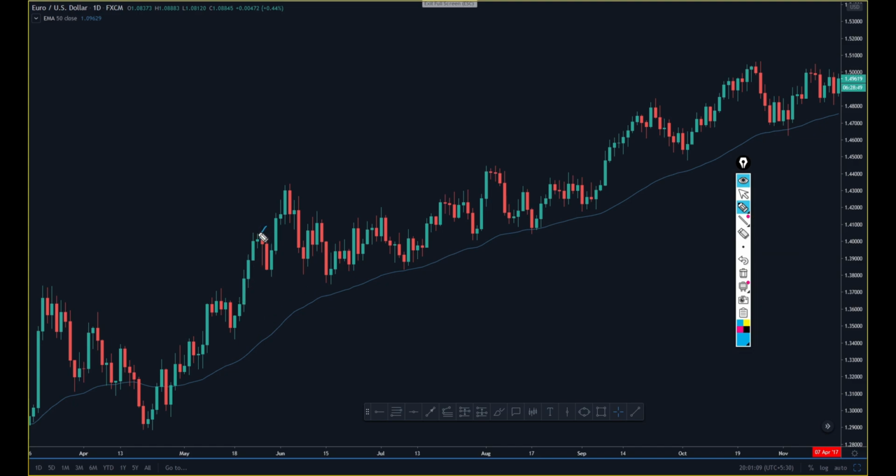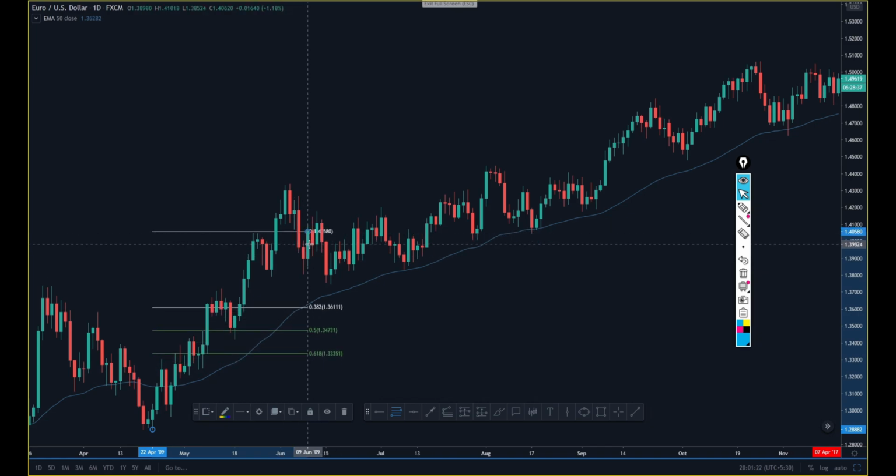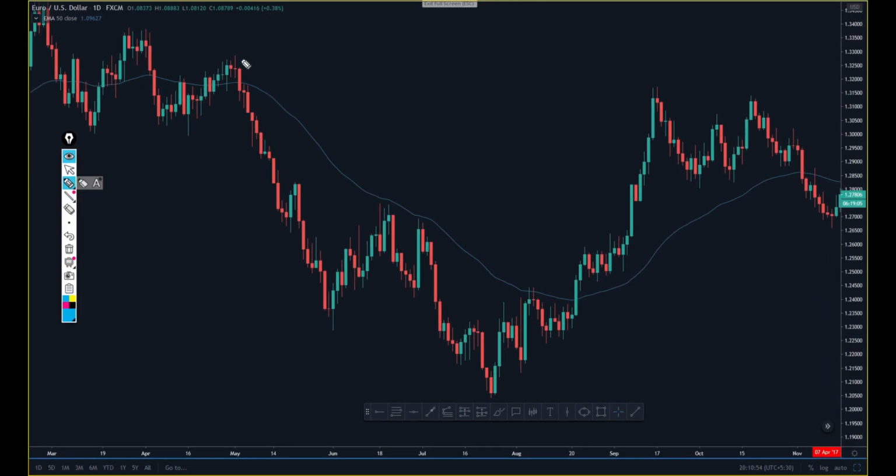Now again, in this pullback it satisfies our first condition, but it does not satisfy our second rule, that a pullback should at least touch the 38.2 Fibonacci level. Again, it is an invalid pullback. Now let's look for downtrend examples. For the downtrend, we are taking this as our starting point.